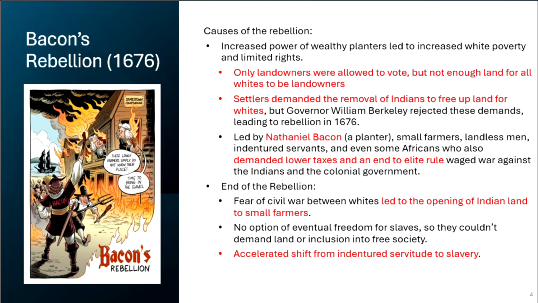So Bacon's rebellion, while a failure in the short term, had these lasting consequences that would shape the social and racial landscape of Virginia for generations to come. Absolutely. It's a pivotal moment in understanding how slavery became so deeply embedded in the American colonies.